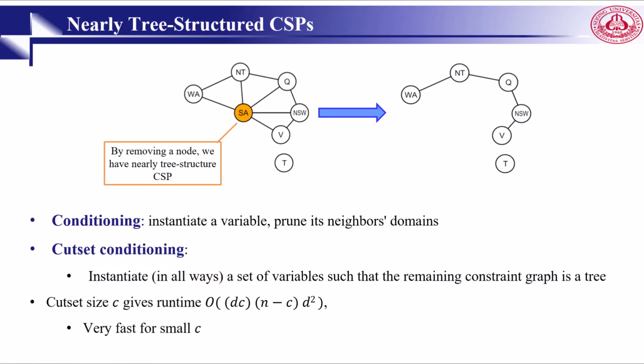In this Australia map coloring, if we remove SA, then we have a tree like this, WA, NT, Q, NSW, and this one is separated. So we consider SA as a separate node, then we can have a tree. First, we initiate a variable and remove its neighboring domain. Then we apply cutset conditioning. Cutset conditioning means we select a node by removing which the remaining graph will be a tree, right? Like SA, we remove it, and we have a tree. This is a graph. This is a tree. There's no cycle. In this way, we can improve the complexity.